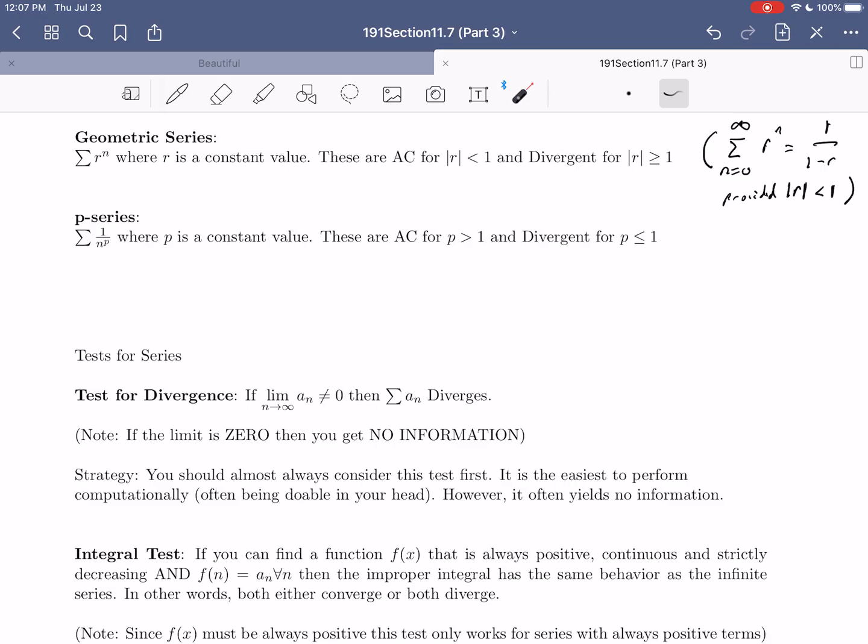However, remember that anytime that limit comes out as 0, you get no information. So while the test for divergence is always worth thinking about at the beginning, it often yields no information. So you should always start by thinking about it, but don't expect that every series is going to be handled with that test for divergence.